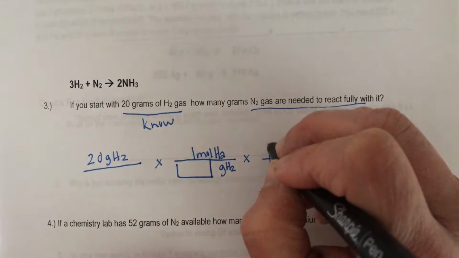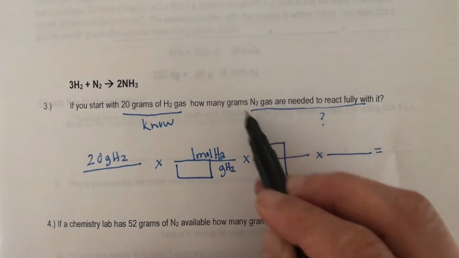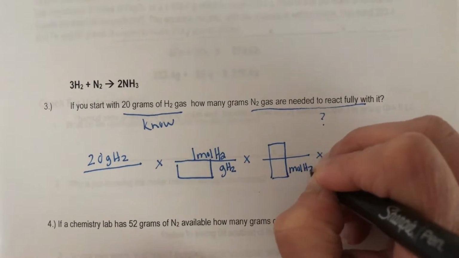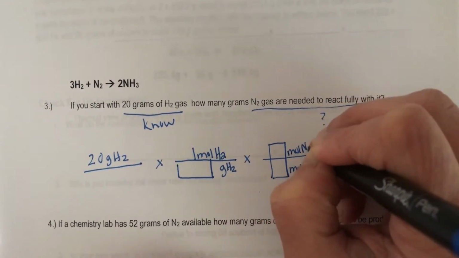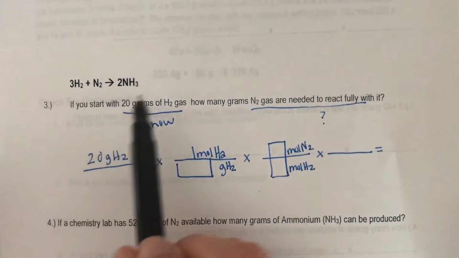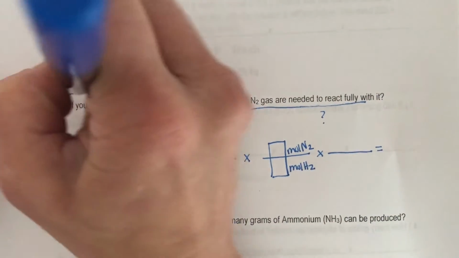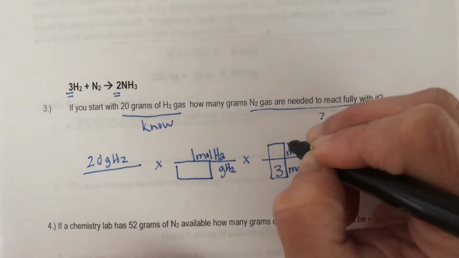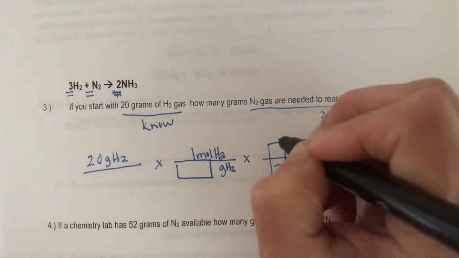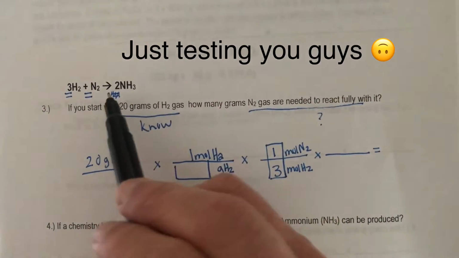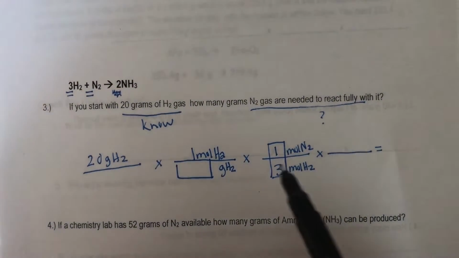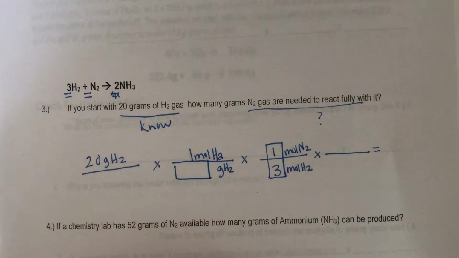My next step is to go from moles of H2 to what I'm looking for, which is N2. So I write moles of H2 at the bottom, moles of N2 at the top. And now I'm going to use my molar ratio from my balanced equation. I have 3 moles of H2, and for every 1 mole of N2. I accidentally underlined NH3, but that was a mistake. I was just testing you guys. The coefficient in front of N2 is a 1.